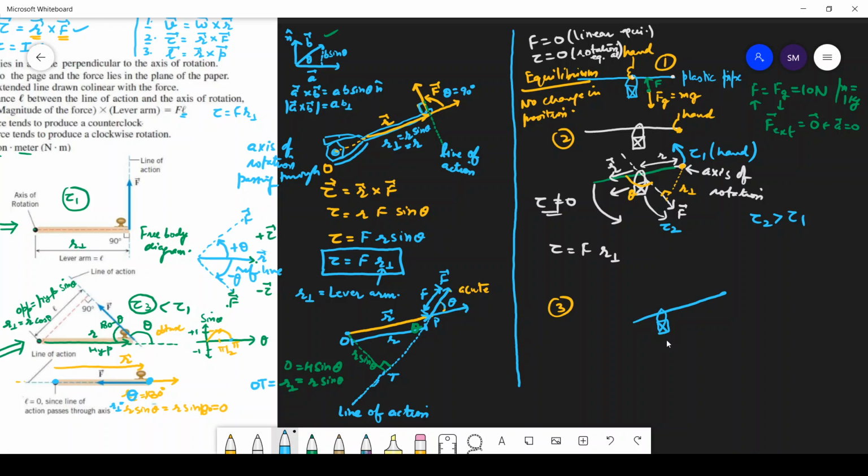Now in this case, suppose this is tau 3. You can see that this is the axis of rotation, and this rod has moved from this point to this point, and it will further move in this direction. So what is tau here? Will it be positive or negative? What is the direction of tau, and will it be positive or negative? Clockwise or counterclockwise? This direction.